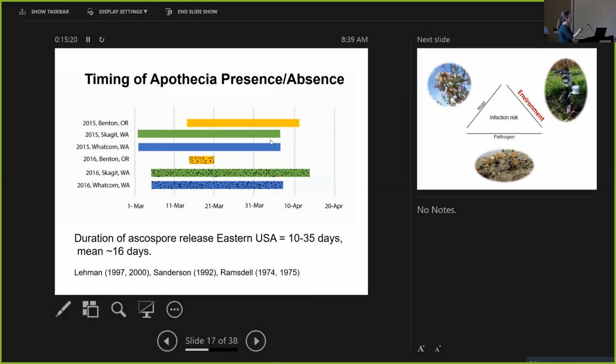In Oregon, the timing was slightly different, so it started later, and between the 2 years, there was a big difference in this period. And this could potentially be caused by the different soil types between the 2 states that might be drying out or staying wet at different rates, influencing the environment that the apothecia need to thrive.